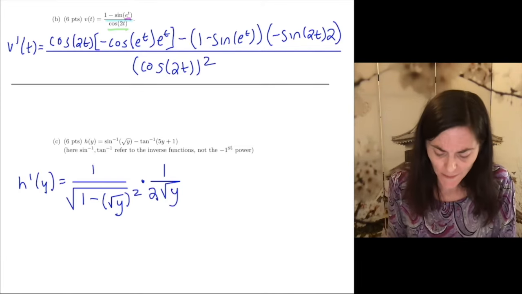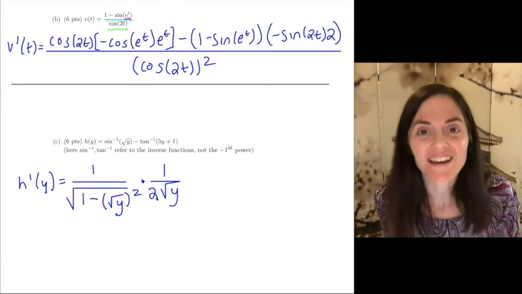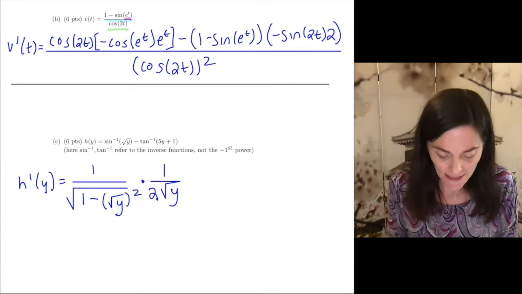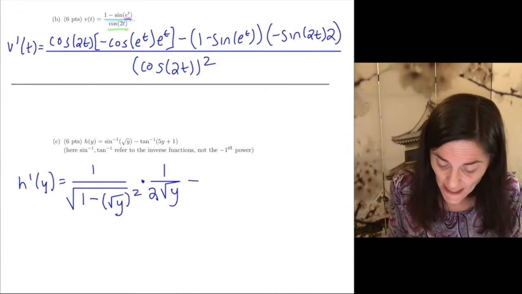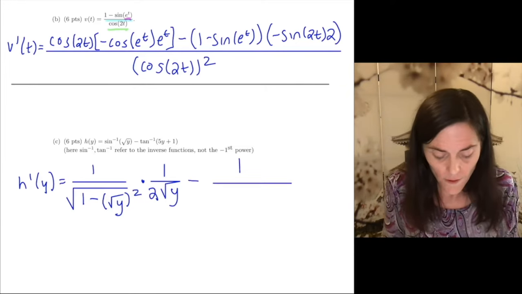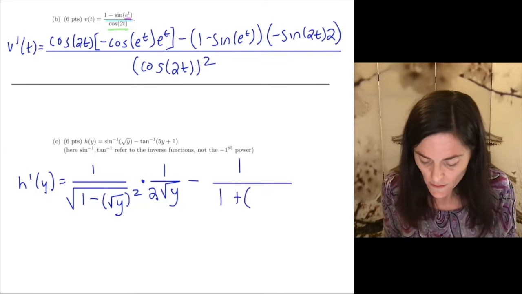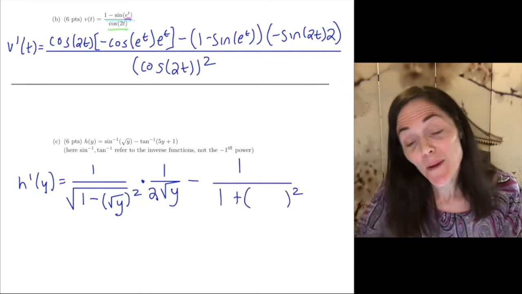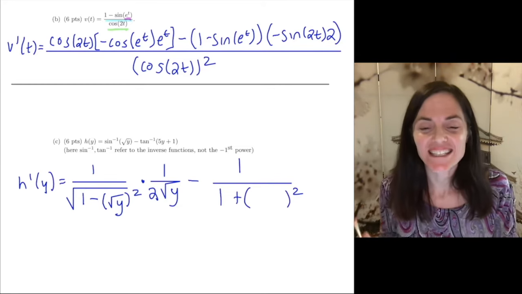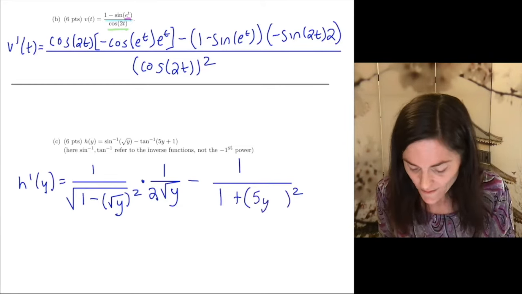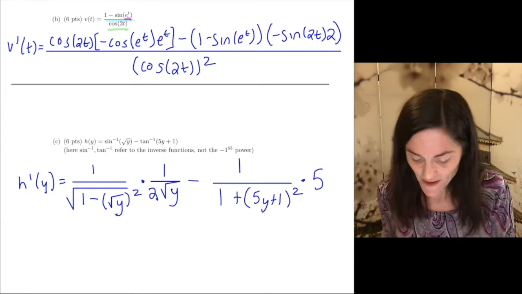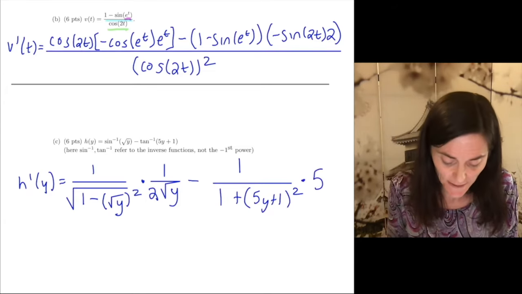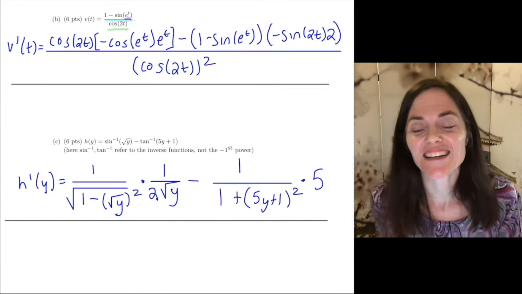Okay, this is the derivative of the first term. Now, of course, you can simplify this. The square root of y squared is just y, but I will leave it like this. Then we have minus, what's the derivative of tan inverse? It's 1 over, like this. We put in the entire inside function, which is 5y plus 1. And then the final part of this one is multiply by the derivative of the inside function, which here is 5. So this is my final answer here, unsimplified, but that's certainly how I would leave it.